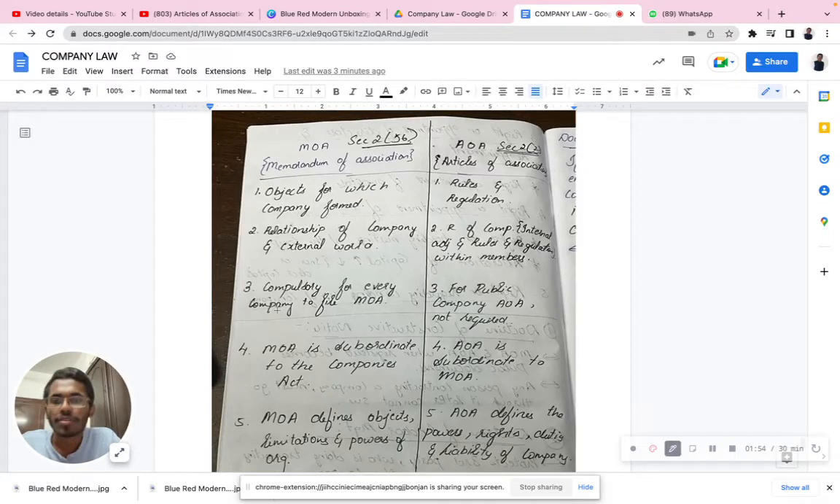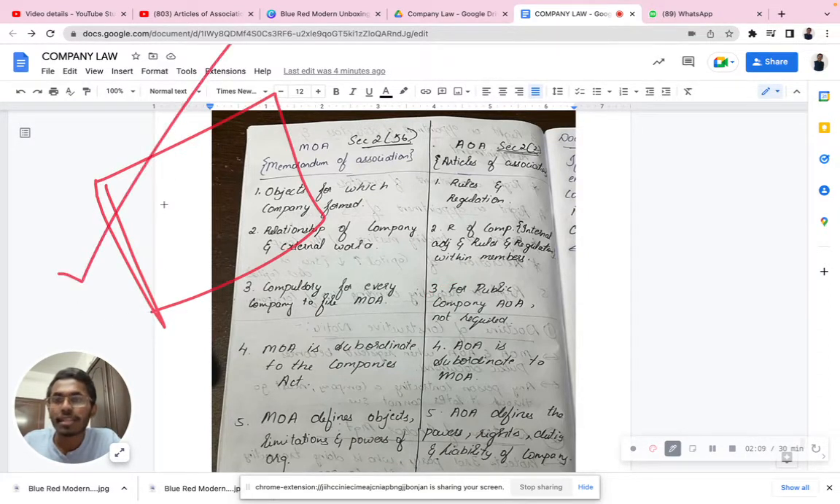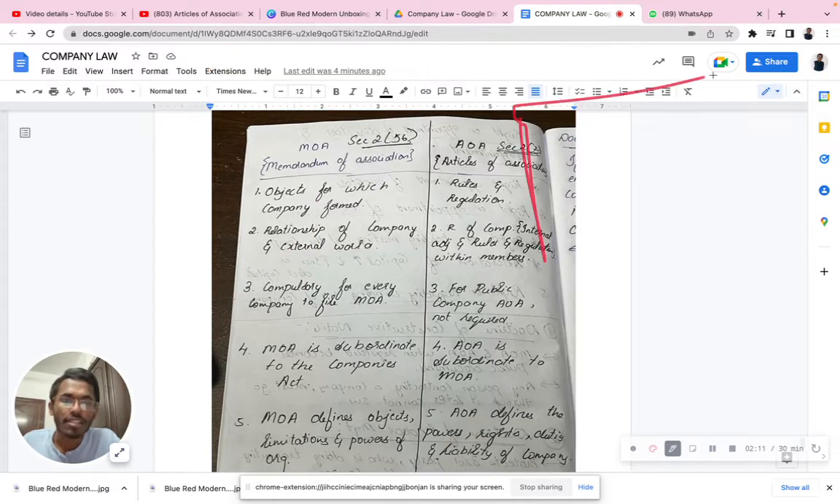Now, Memorandum of Association is compulsory: every company has to file an MOA. Every company should have an MOA, but AOA is not required for every company. Remember, whether it's a private or a public company, for them MOA is compulsory. But in the case of Articles of Association, it is not required at all points of time, especially for public companies.